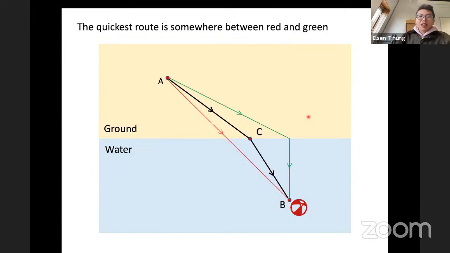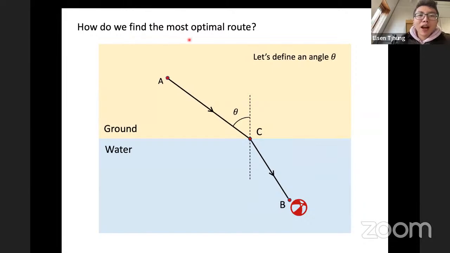So the next question is, this is an approximate answer. Again, there is no right or wrong answer, because the correct answer depends on how fast you actually run on land and how fast you actually swim. So the correct answer depends on the actual swimming speed and the actual running speed. The correct answer is somewhere in between the red and the green. So how do we calculate the optimal path precisely? How do we find the most optimal route to go from A to B?